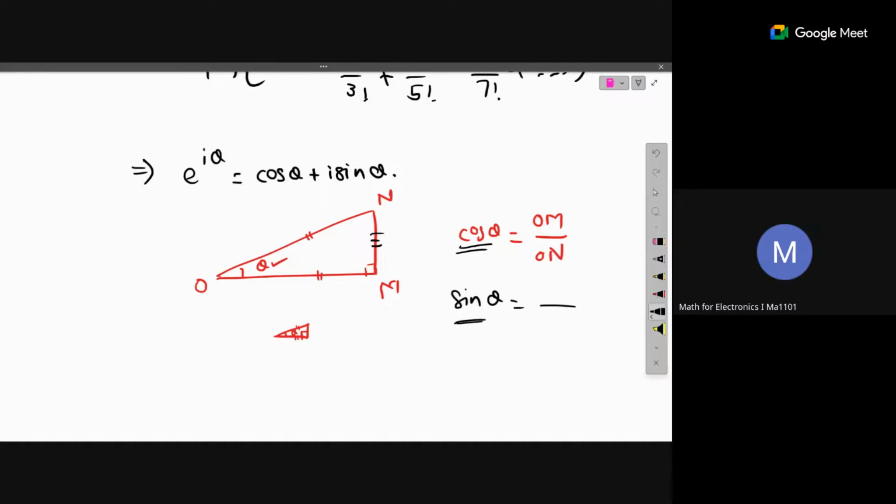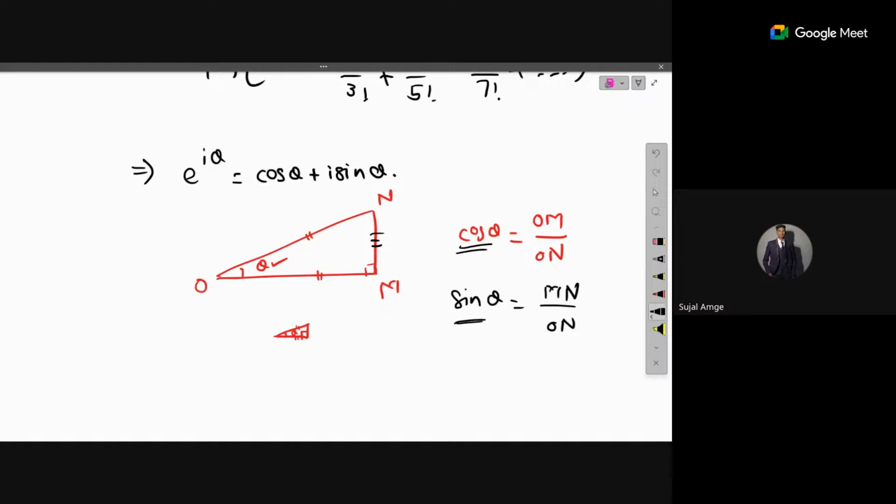The angle theta is the same. So sine theta is nothing but MN upon ON. Now we can relate this description with the circle too, because we can draw a triangle inside a unit circle too.